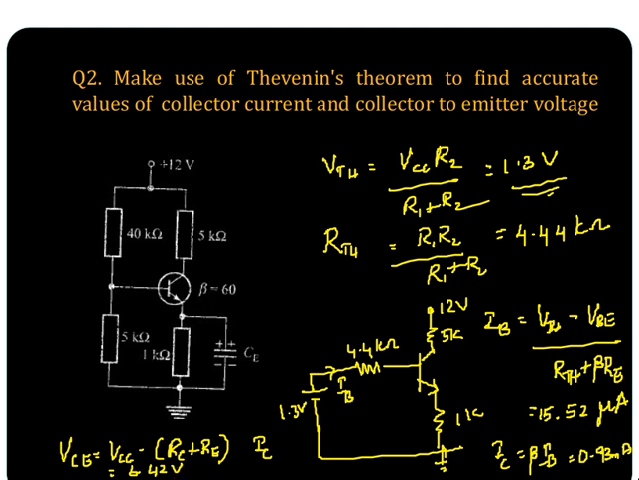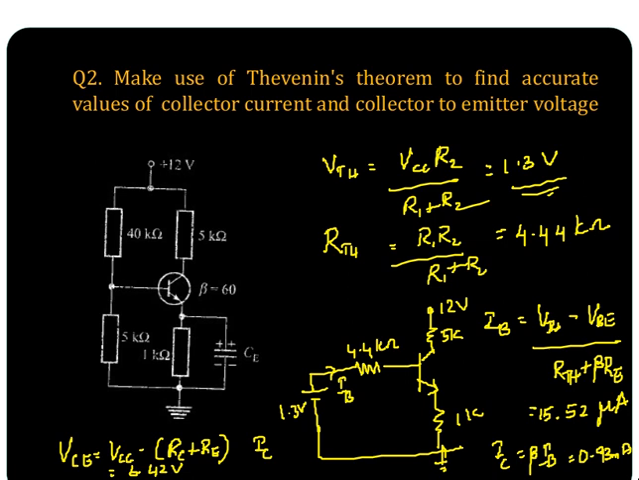So if you compare the value which you obtained in the previous problem, you got VCE as 6 volt. Here you are getting it as 6.42 volt. So the error here is around within 7% only. So the approximations you have made, the approximate analysis is sufficient. It is reasonable because there is only 7% difference here.